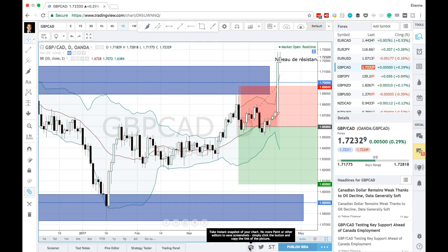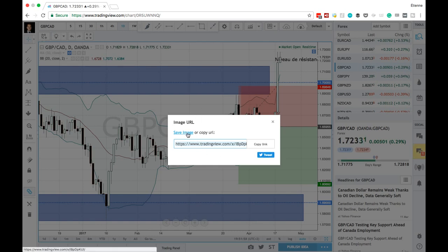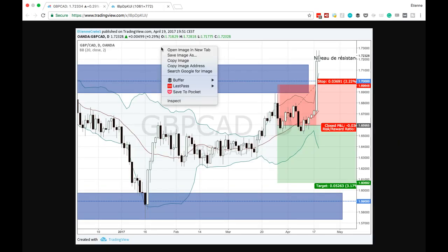Down below, there's a kind of camera. You click on this, and that's going to give you a link. You could use the link, or I just click save image, and that gives me a picture I can use. I can save it on my computer, but I'll usually just do a copy image, and this is where it gets interesting.